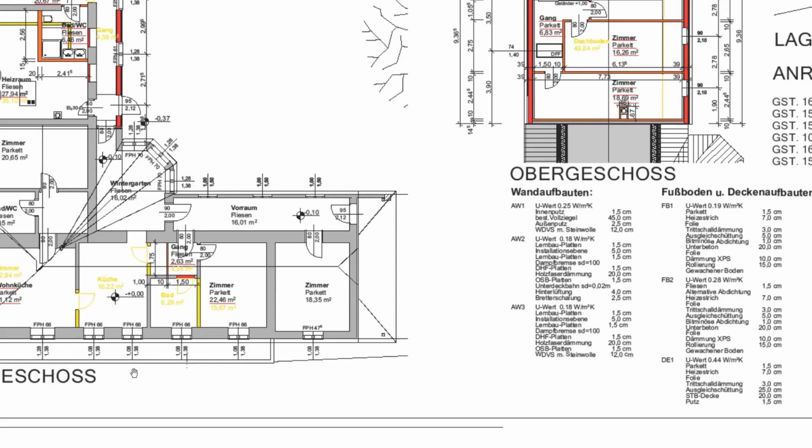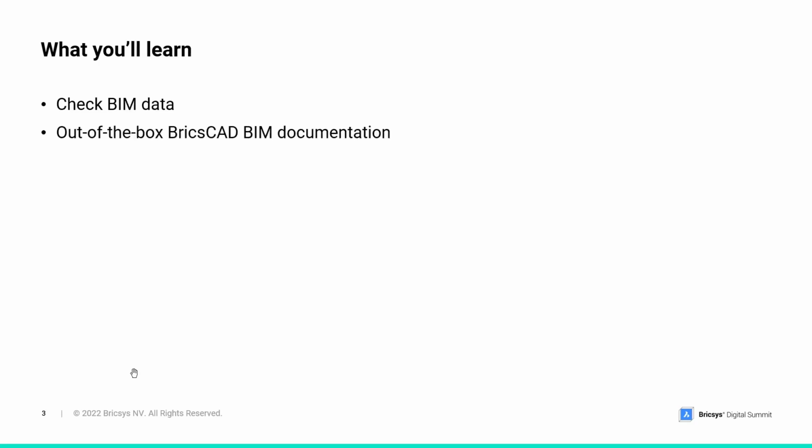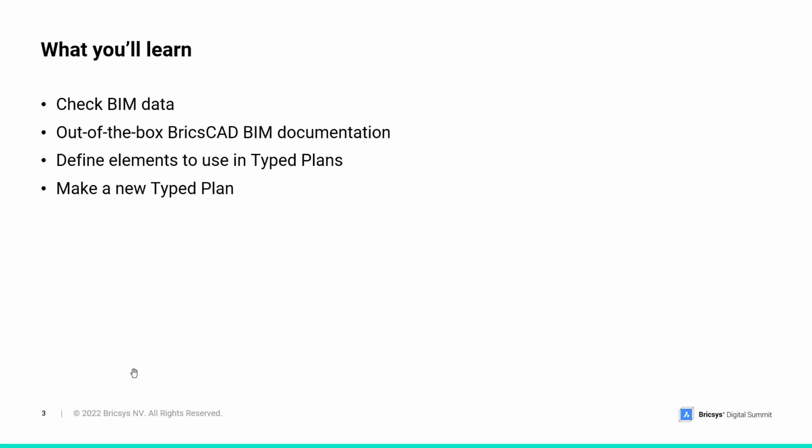So now that you know the benefits, let me show you how to get from the default BricsCAD BIM documentation style to your own office or government style with Type Plans. First, we will see if our model contains all needed data to be used in the type plan we envision. Next, we will see how the out-of-the-box BricsCAD documentation style looks on this drawing. Then, we will define some new symbols to be used by our type plan. If we have all the information ready to be used by our type plans, we can proceed to define some new type plans and change the visualization of the documentation.